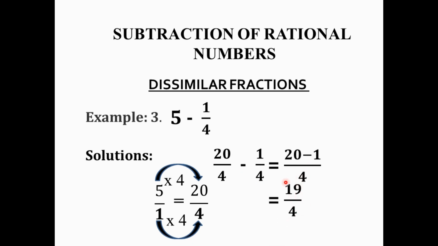So this fraction is improper. So we will transform this fraction into mixed number. And that is equal to 4 and 3/4. So this is now the difference after subtracting 5 and 1/4. Alright?